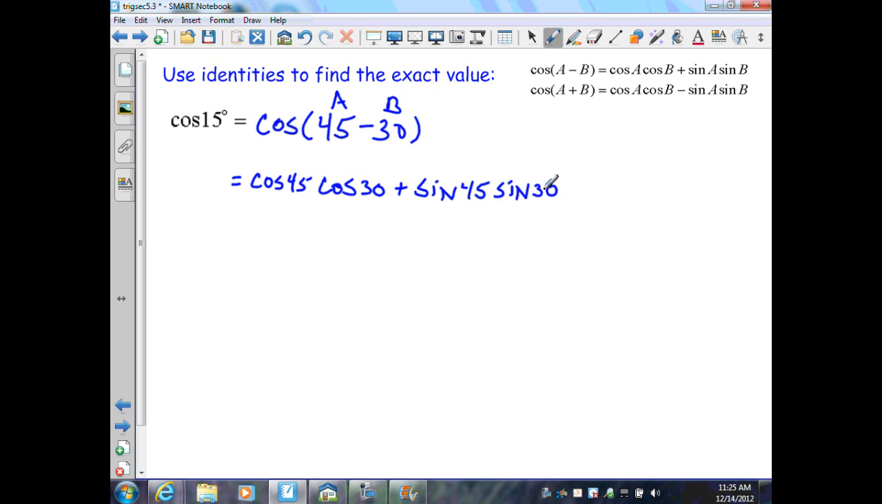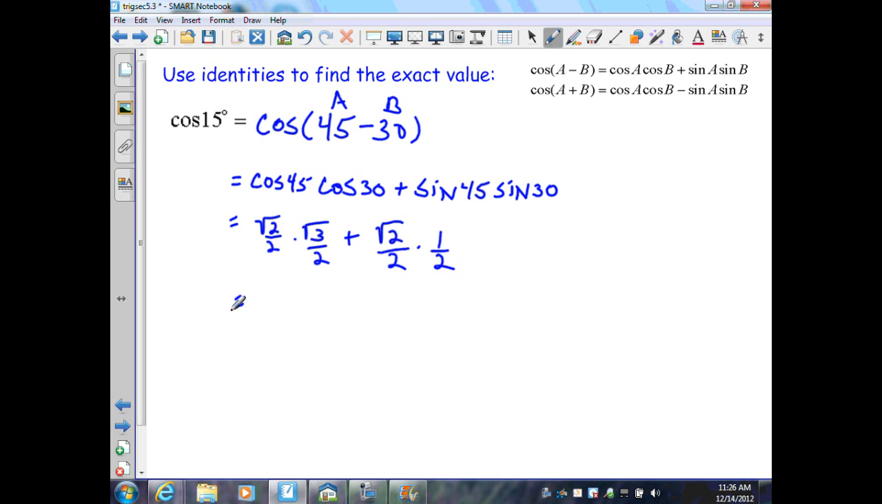And from our unit circle values, I can find the values of cosine and sine 45 and cosine 30 and sine 30. We know from our unit circle cosine of 45 is the square root of 2 over 2 times cosine of 30 is the square root of 3 over 2 plus the sine of 45 is the square root of 2 over 2, and the sine of 30 is 1/2.